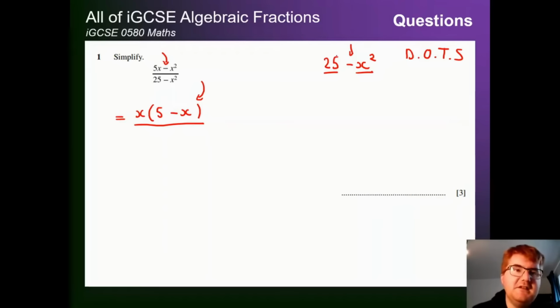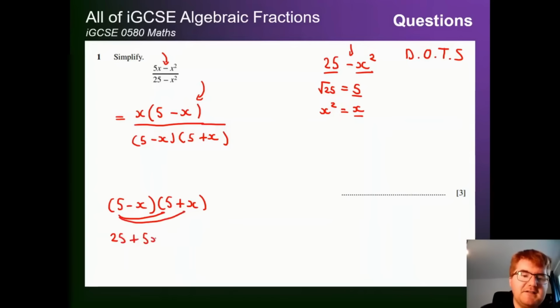Now, if I'm not sure that that's actually going to work, one thing I can do here is expand my brackets to check if it's correct. 5 times 5 is 25. 5 times x is plus 5x. Minus x times 5 is minus 5x. Minus x times plus x is plus x squared.